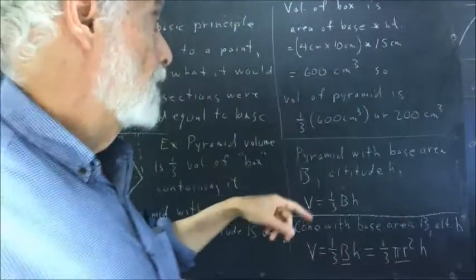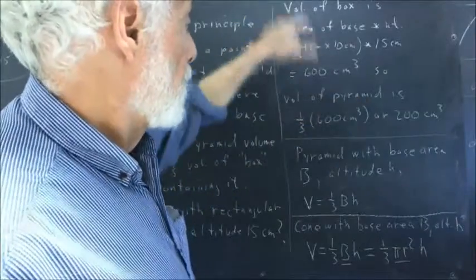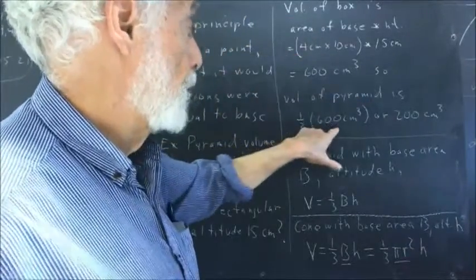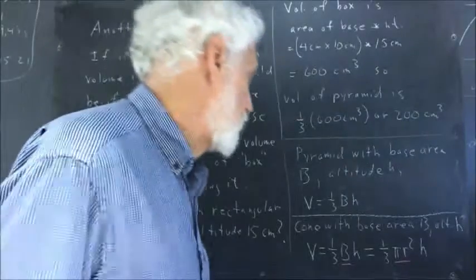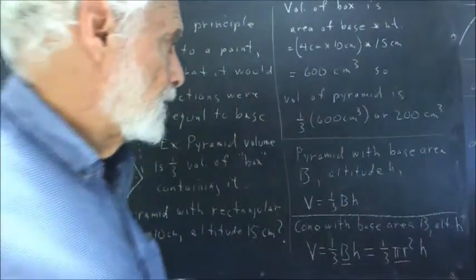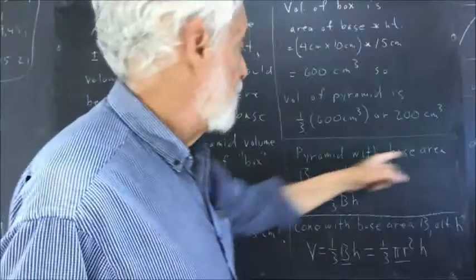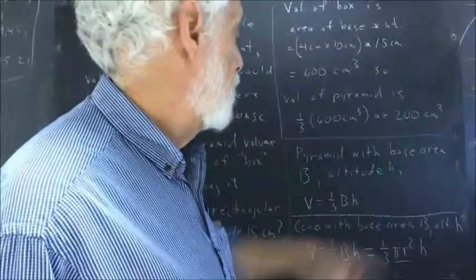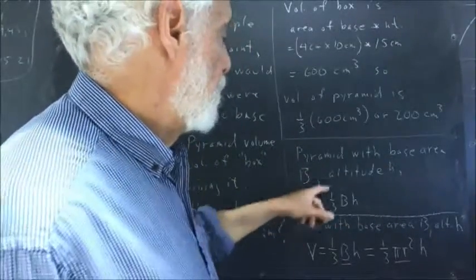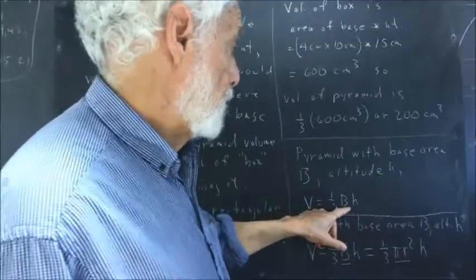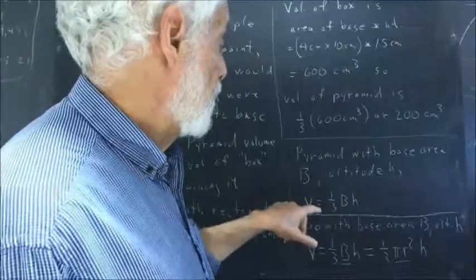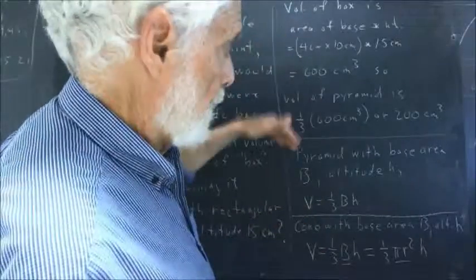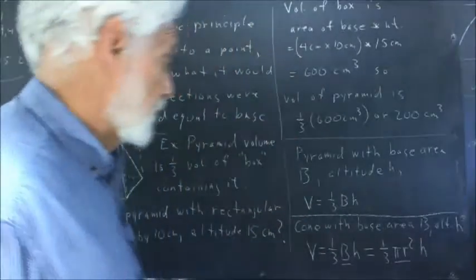So the volume of the pyramid is what? The volume of the box is this. Volume of the pyramid is 1/3 of that, or 200 centimeters cubed. So we can generalize this. A pyramid with base area B and altitude H has volume 1/3 BH, B being the area of the base, H being the height. And that's illustrated by this example.